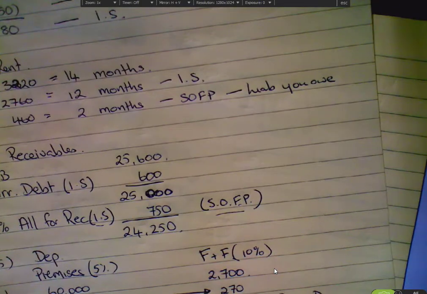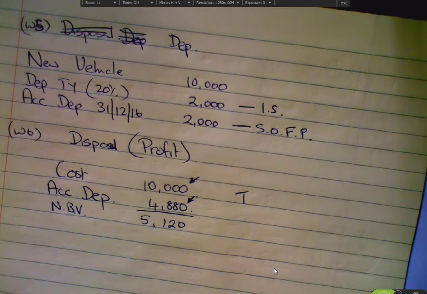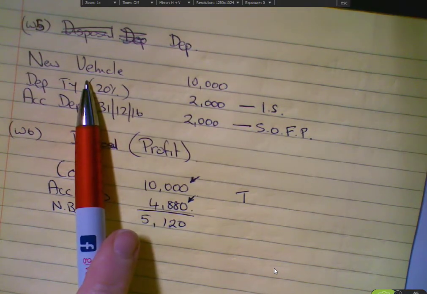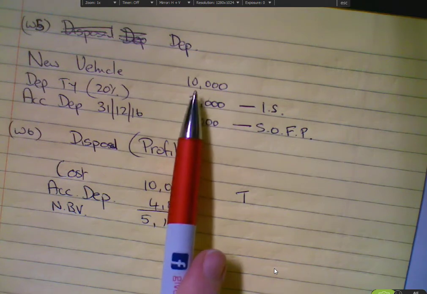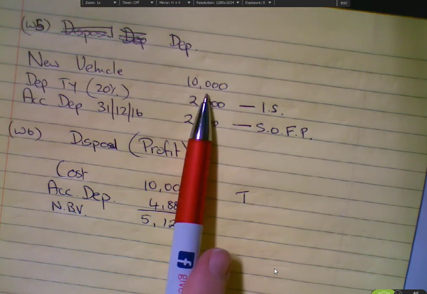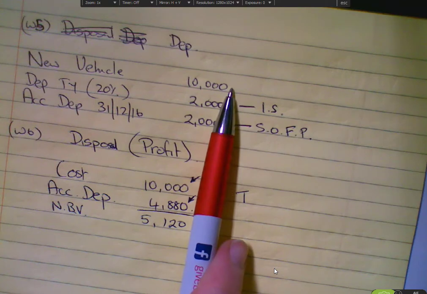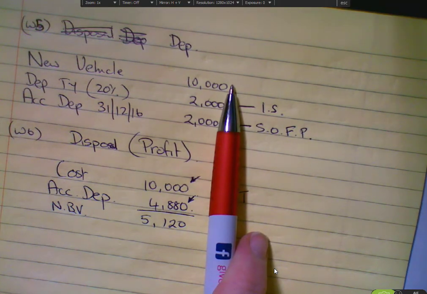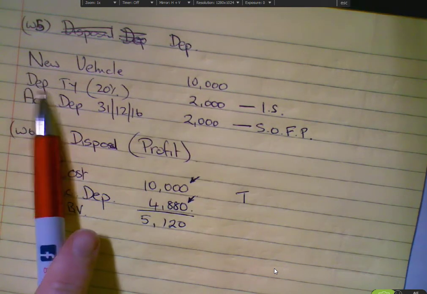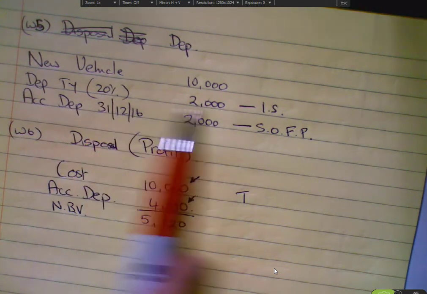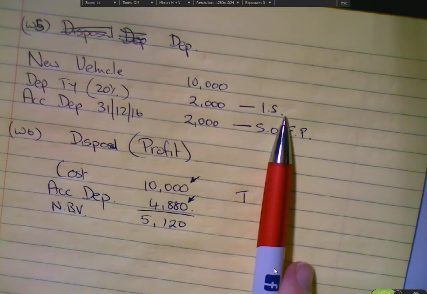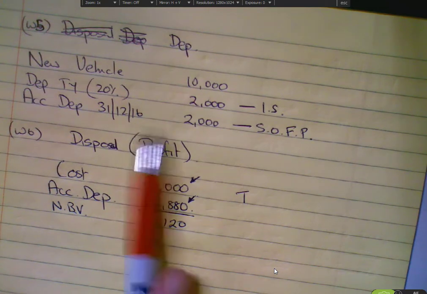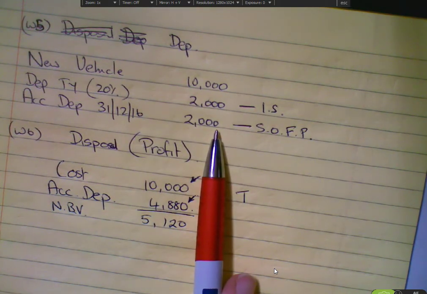Okay, so let's buzz back to our workings, and I'm going to calculate depreciation now on my new vehicle, not on the old vehicle. Unfortunate that they chose to put this at 10,000 as well, but let's work with what we've got. The new vehicle is 10,000. It's on a reducing balance, but there is no previous depreciation, so the depreciation for this year is 20%, 2,000 going into my income statement, and also the accumulated depreciation at the 31st of the 12th '16 is 2,000 because there was no previous depreciation.